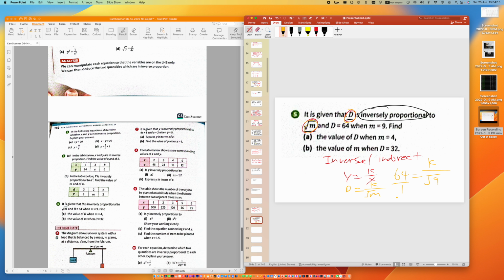Okay, good. So k equals to what? 192. Okay, good. What's step 3? Replace k from step 2.